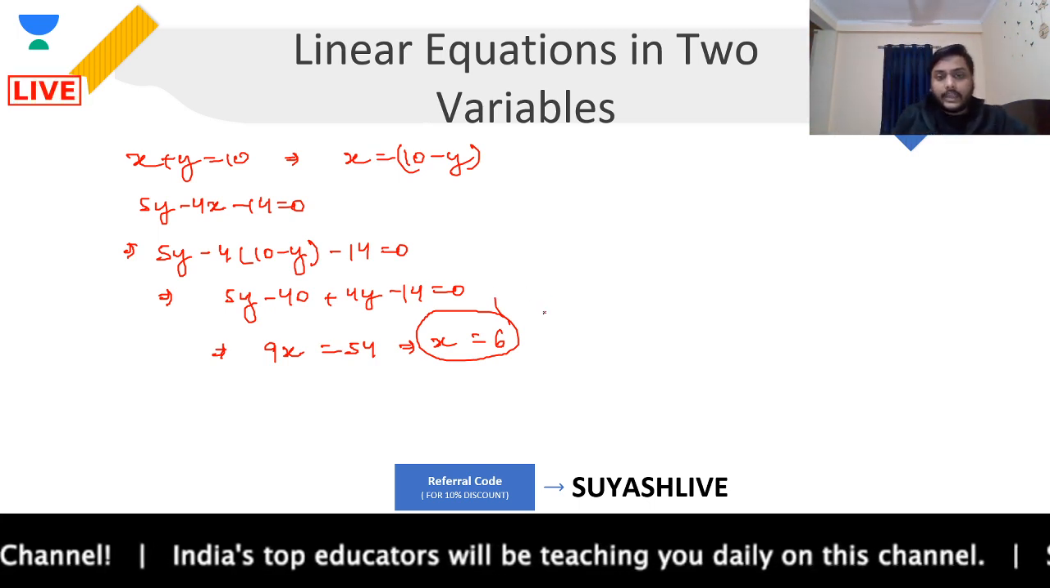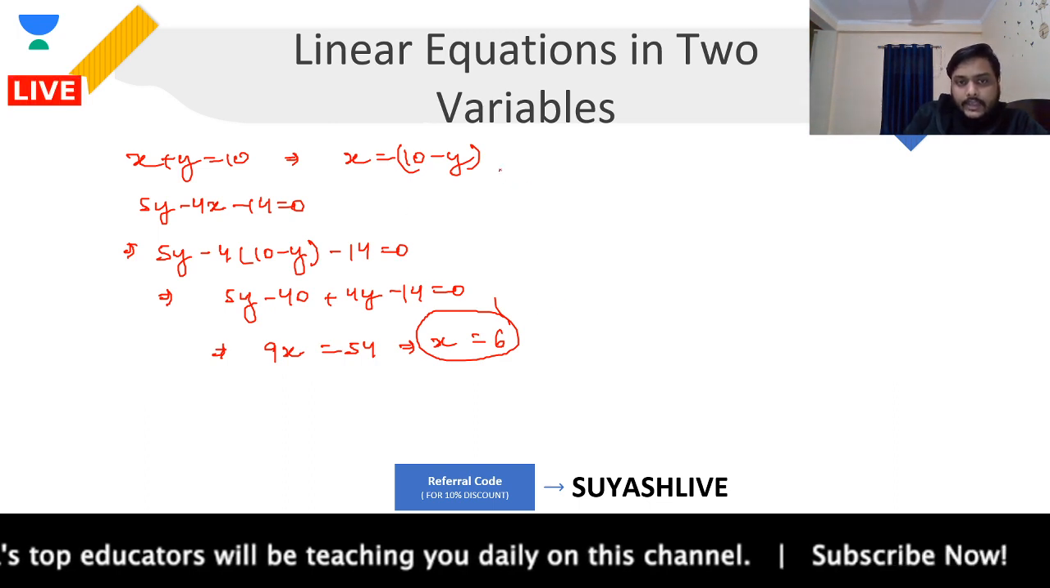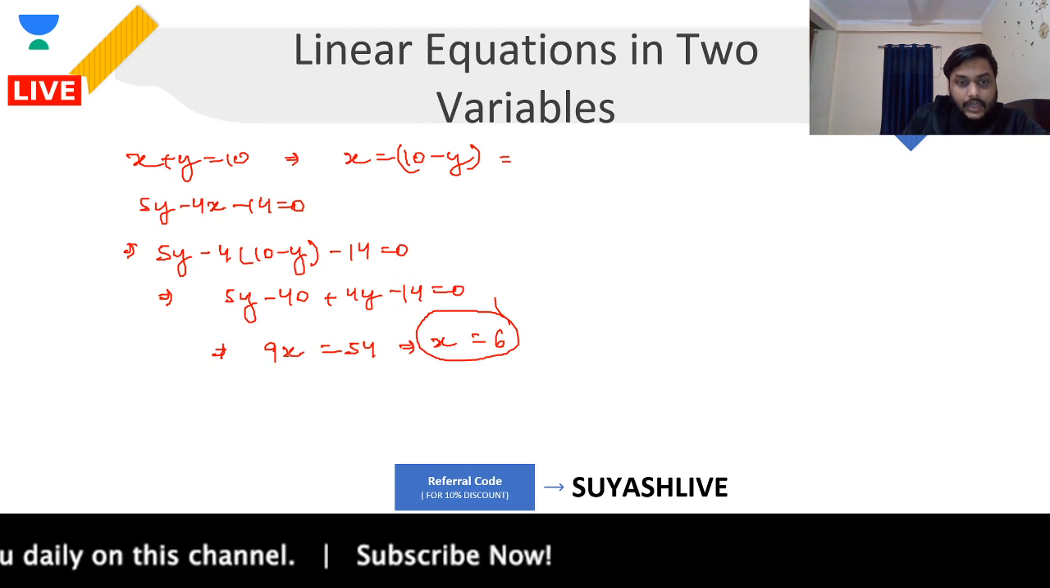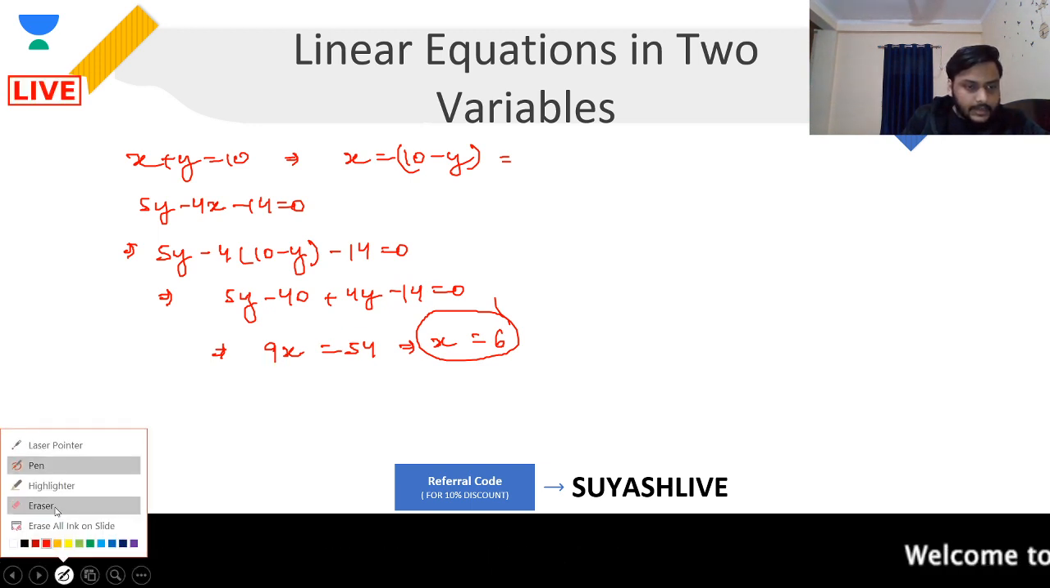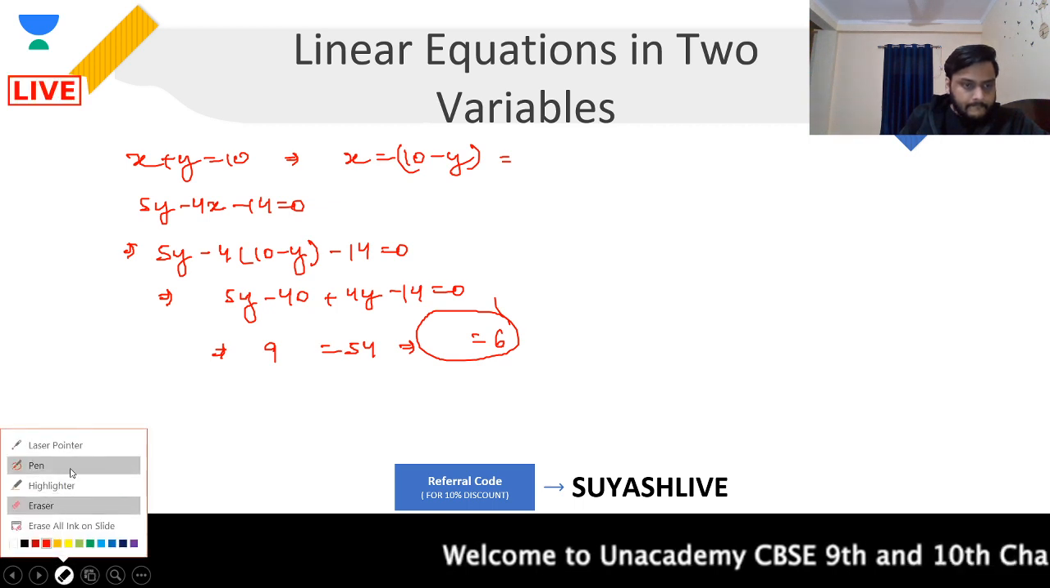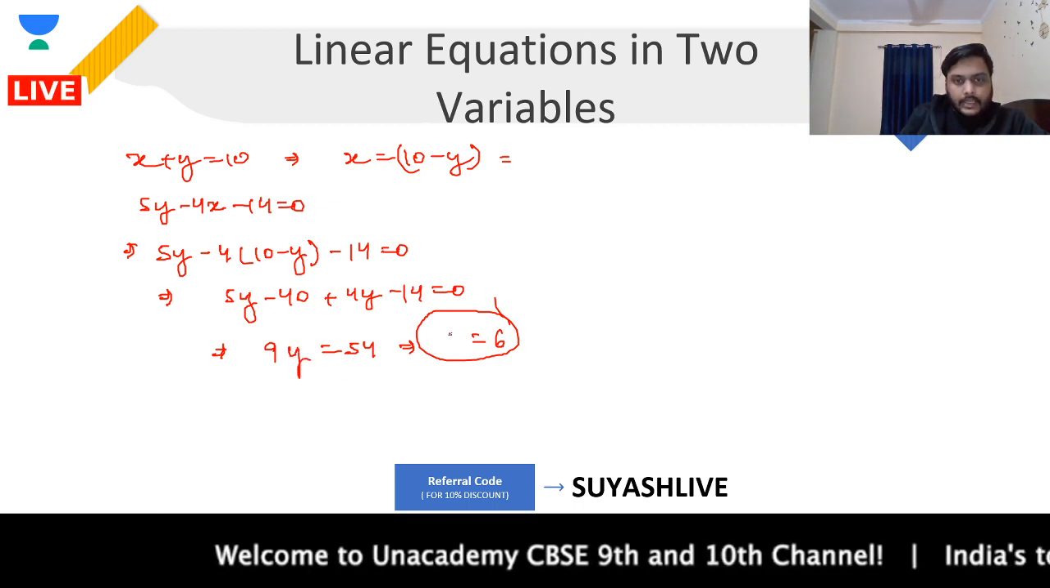And now when your y is 6, what can you say? When your y is 6, you can say that your x will be what? Okay, it's y basically, beta. This is the y we found here, not x. So your y will be coming out as 6.